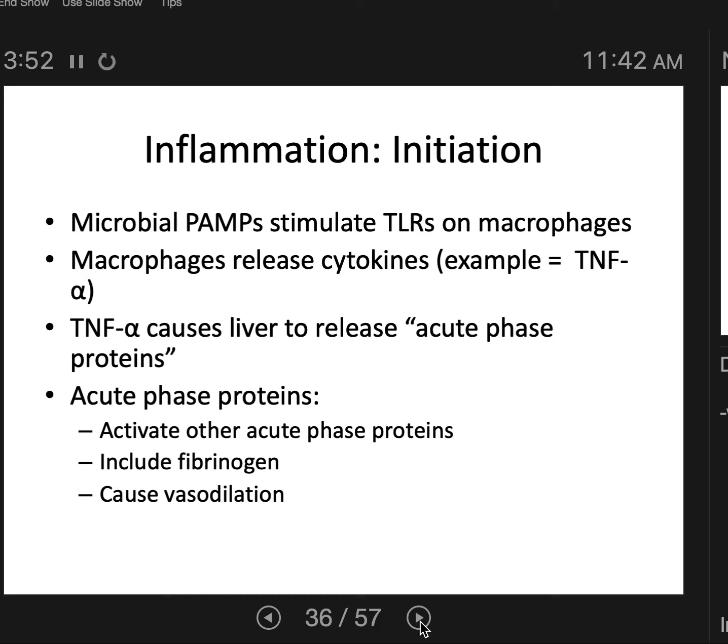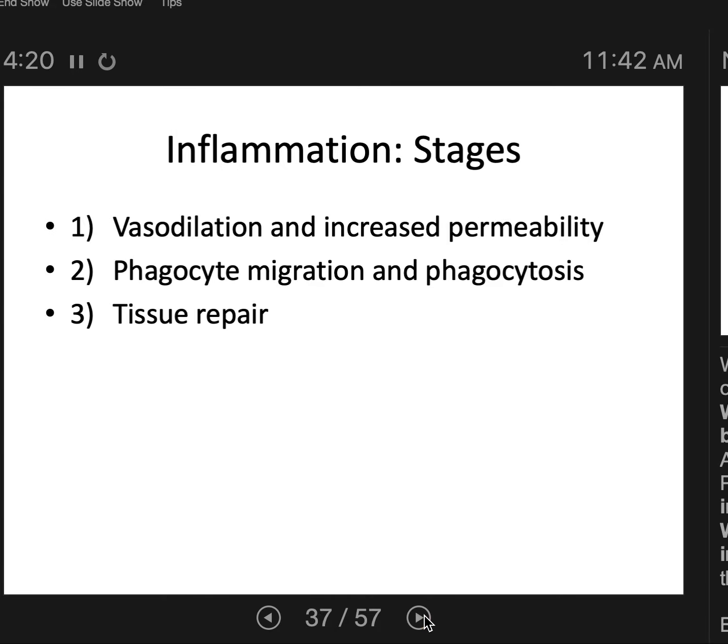So let's look at the stages. Just to recap, before we go into the stages of inflammation, we have pathogen-associated molecular patterns on the microbe stimulating toll-like receptors on macrophages, which is a kind of immune cell of the innate immune system. The macrophages are now activated. They're releasing cytokines like TNF-alpha. TNF-alpha is going to travel to the liver, releasing acute phase proteins like those that cause blood clotting and those that cause vasodilation, among others.